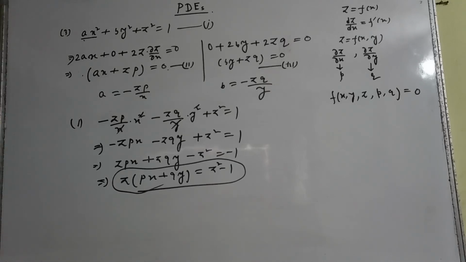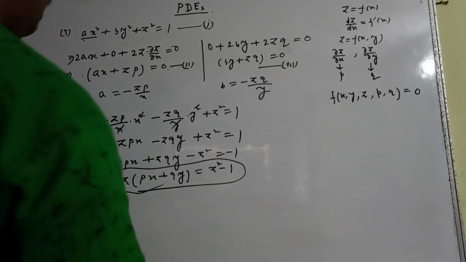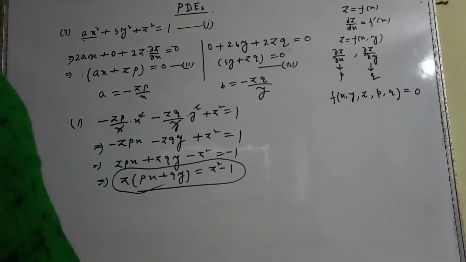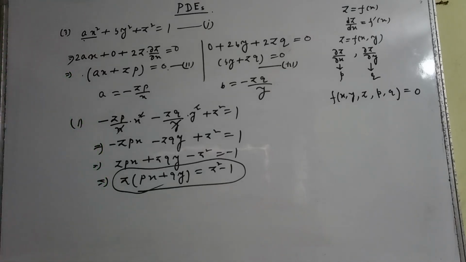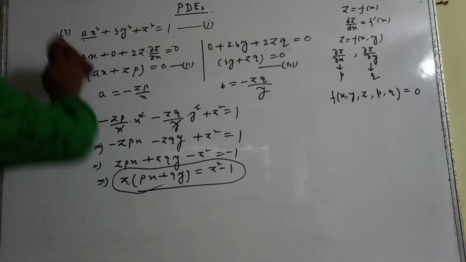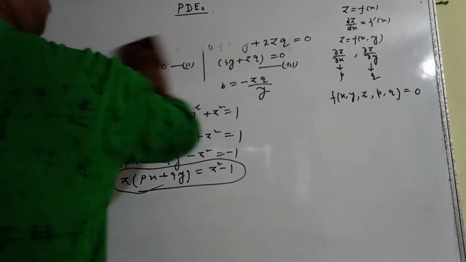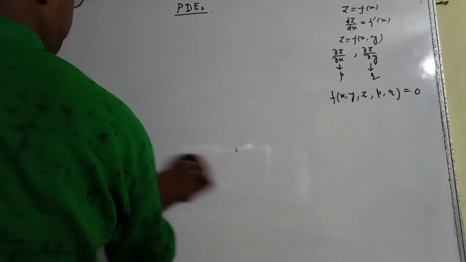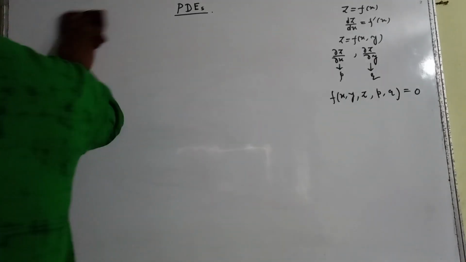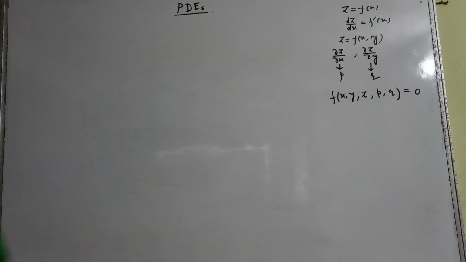So that is the construction of partial differential equations by eliminating arbitrary constants. Now we have to construct partial differential equations by eliminating arbitrary functions, when arbitrary functions are given. Take an example.